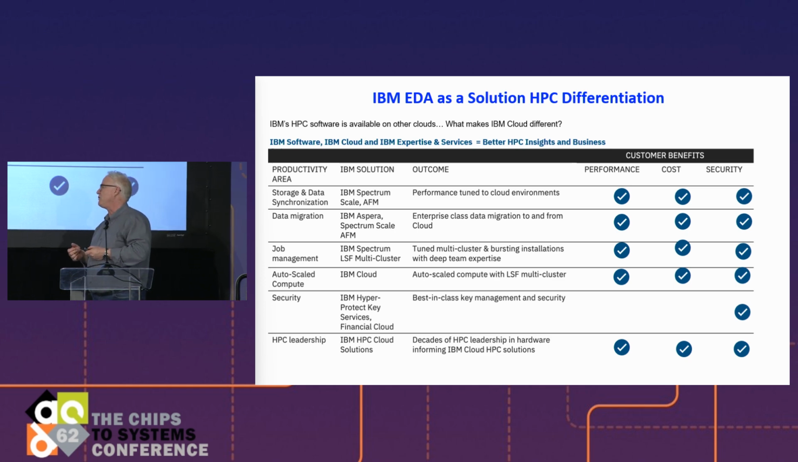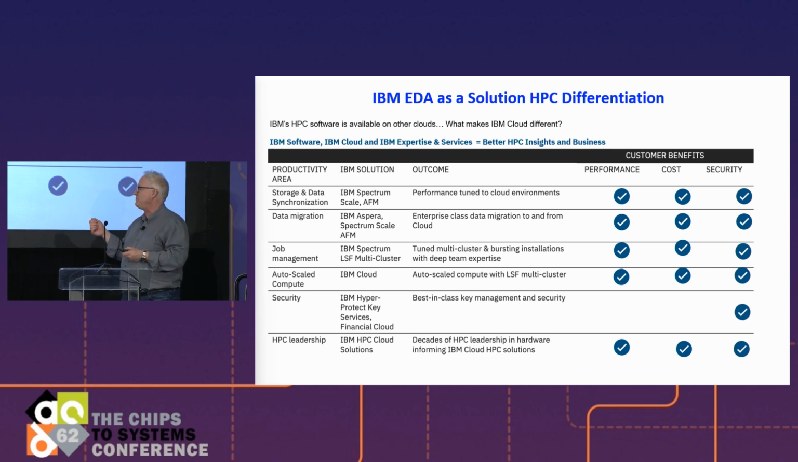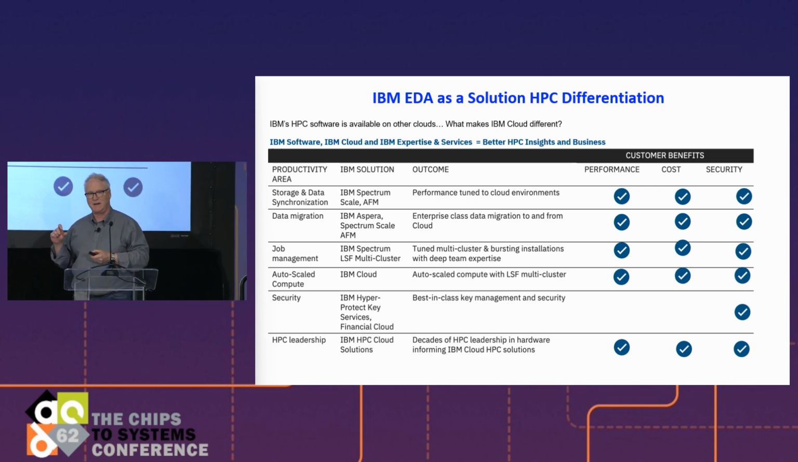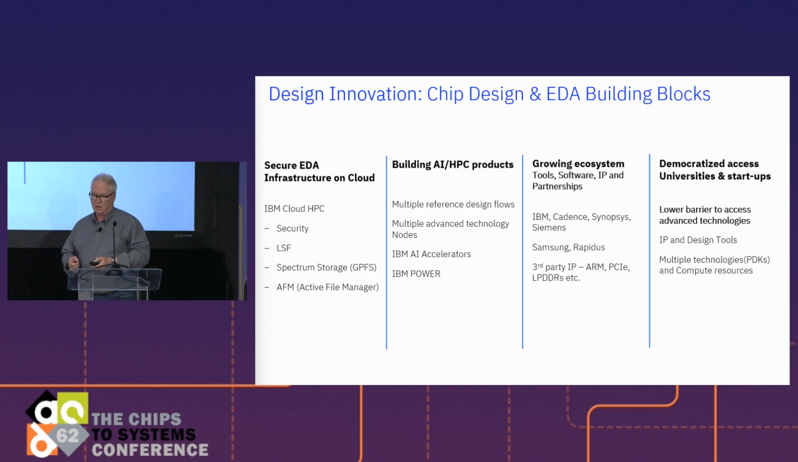On top of all of this, or what we're building on top of it, is premier HPC virtual machines in the IBM cloud that can be auto-scaled and controlled by resource connectors through LSF. We are providing world-class security with our HyperProtect key services, financial cloud, and some other leading-edge security tools. And of course, we have multiple decades of HPC leadership and design leadership in designing our own tools and also building some of the world's most performant supercomputers.